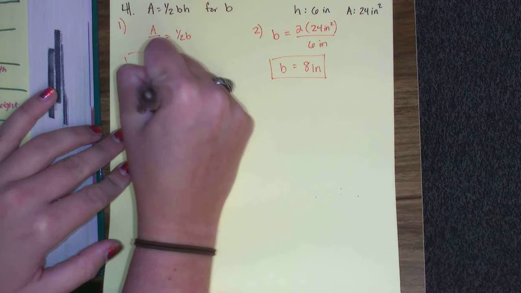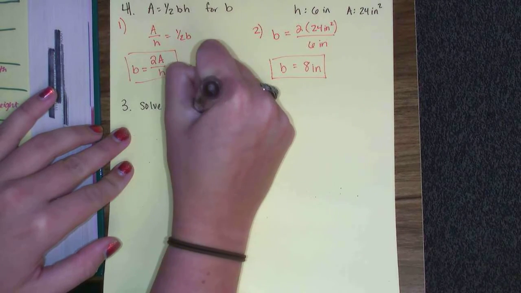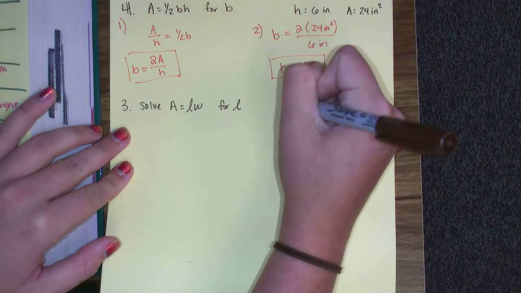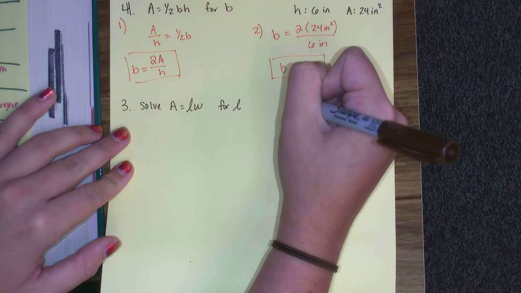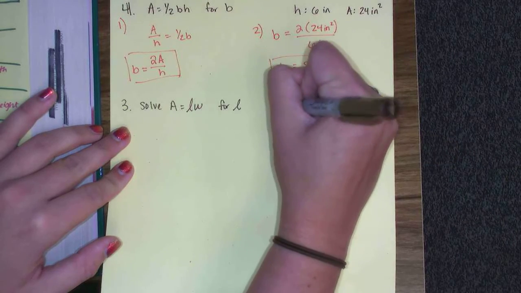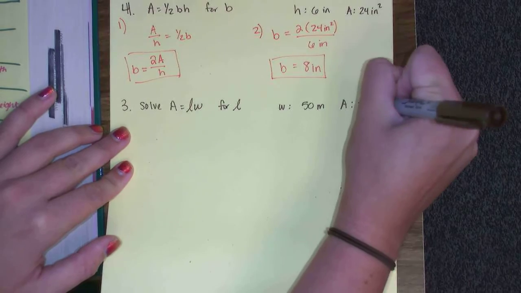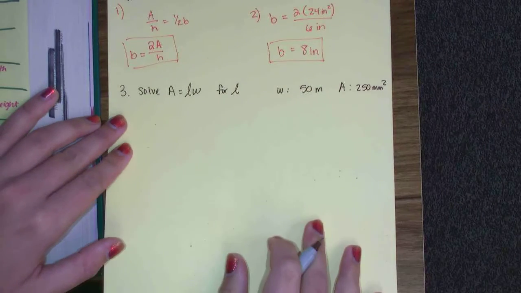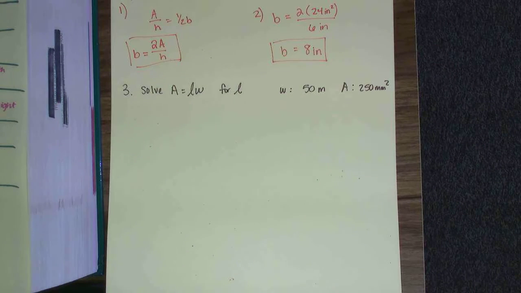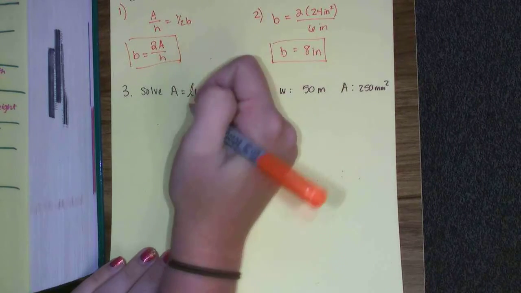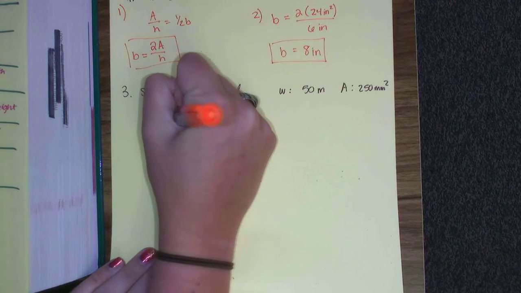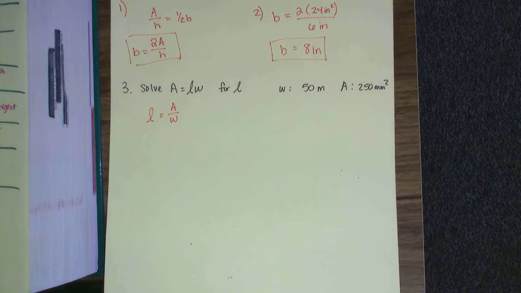Alright, solve A is equal to L times W for L. And then it says to find the length of a rectangle with a width of 50 millimeters and an area of 250 millimeters squared. Alright, so it wants me to solve for L, so what do I need to do to get L by itself? Divide it by W. So this is going to be A over W, and I'm going to still put the variable that I was solving for on the left. That's just my preference. Okay?